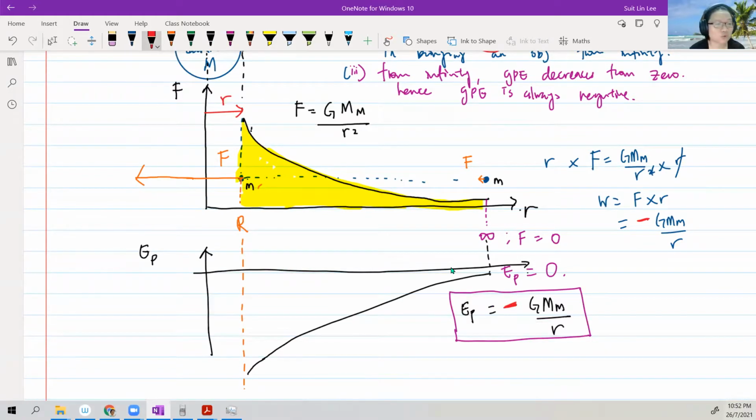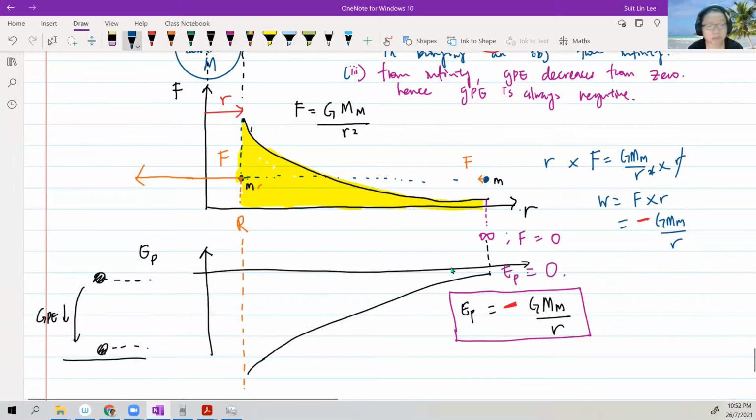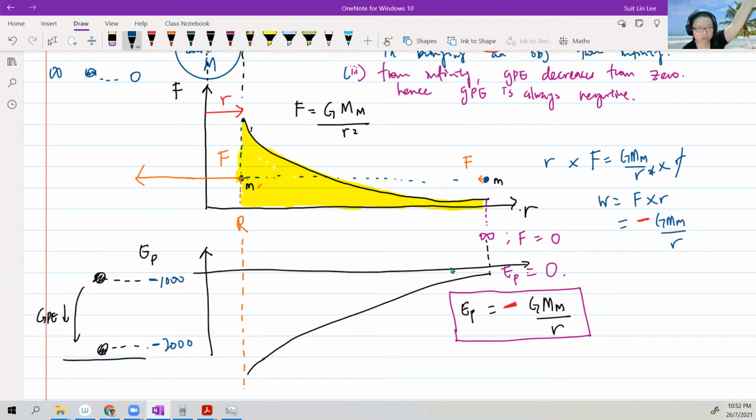So if we go back to the whole picture, I got an object, and then if I go from here to here, GPE decreases. It actually makes sense because maybe this is negative 200,000. Maybe this is negative 1,000, because at infinity, this is 0. So any object will still fall from high potential to low potential. GPE will still decrease. That's why it's negative.